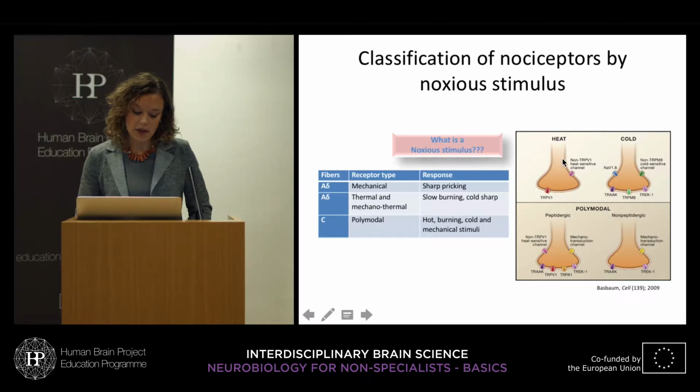These fibers are actually characterized by the expression of different channels in the plasma membrane. For example, the nociceptors that respond to heat express the TRPV1 channel, which is a channel of the transient receptor potential family. The nociceptors that react to cold have TRPM8, another channel from the same family. And the polymodal fibers have a variety of channels and molecules expressed in their plasma membrane.